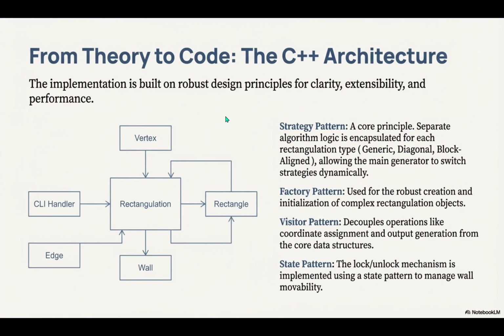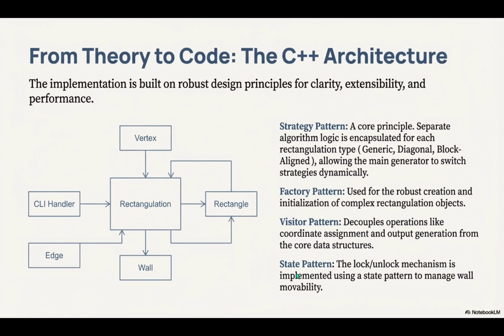And the code is built to be adaptable. Very. They use some robust software design principles. For example, the strategy pattern is used to handle the different rules for generic, diagonal, and so on. So if you want to switch from exploring generic to diagonal, the code just swaps its strategy. It does it seamlessly. And similarly, that lock and unlock mechanism we talked about is built using the state pattern, which keeps the management of wall states really clean and reliable.